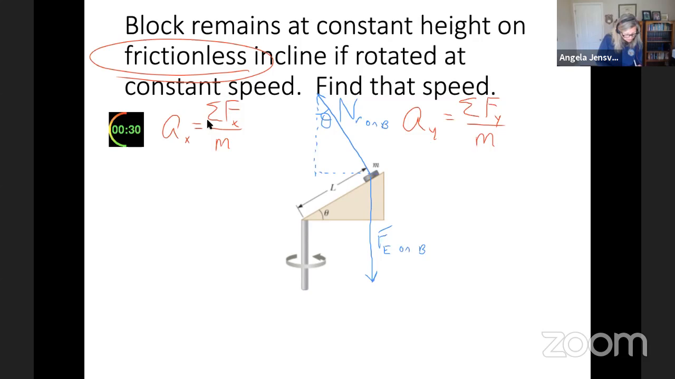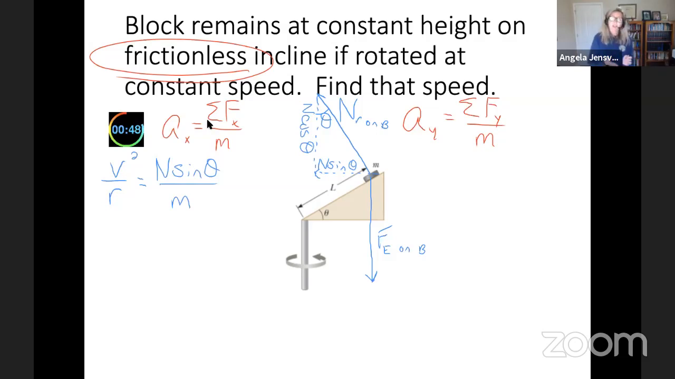So this would be normal sine theta, right? This component that's pointing toward the center of the circle is normal sine theta. And the component that is vertical would be normal cosine theta. I hope you agree with that. Okay, acceleration in the x direction, that's along the radius, isn't it? The horizontal direction is the radial direction in this case. And then the horizontal force is normal sine theta. We eventually want to find speed, but we don't know what the normal is.